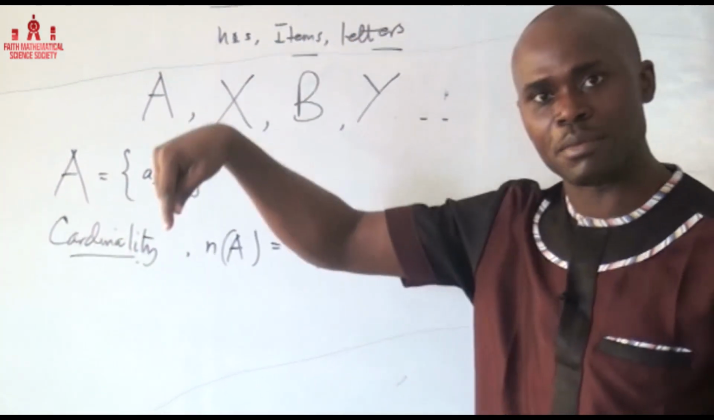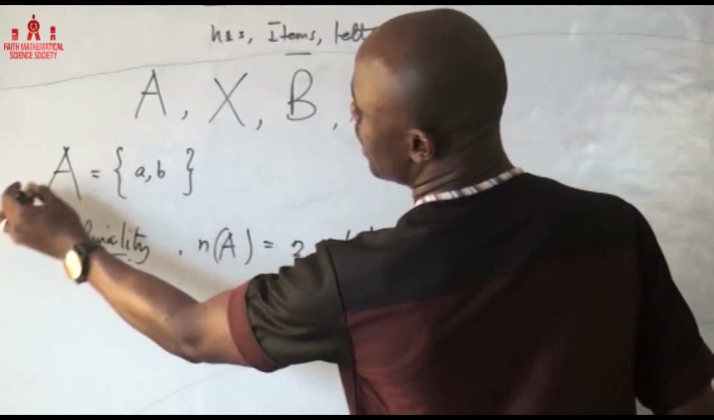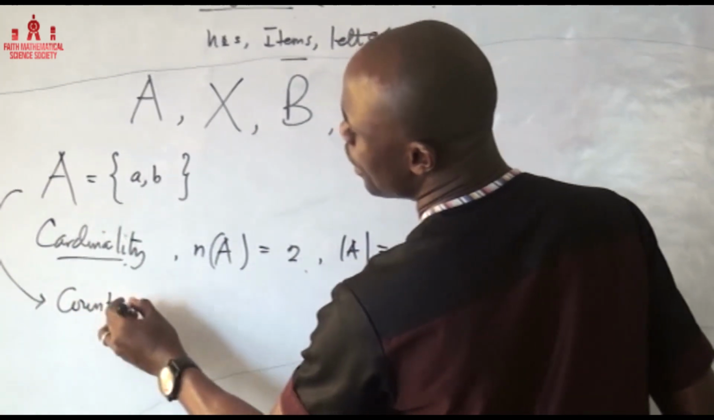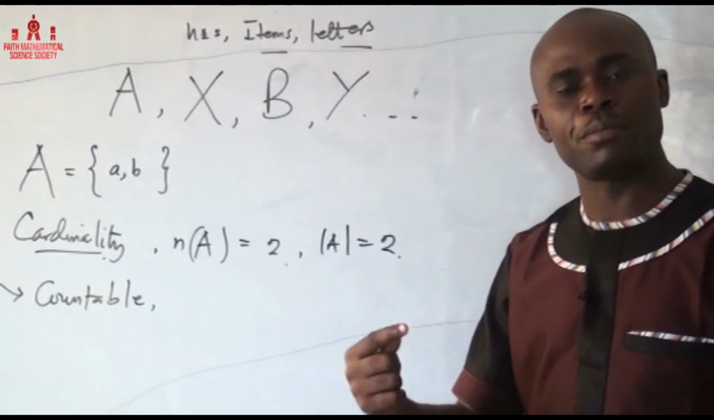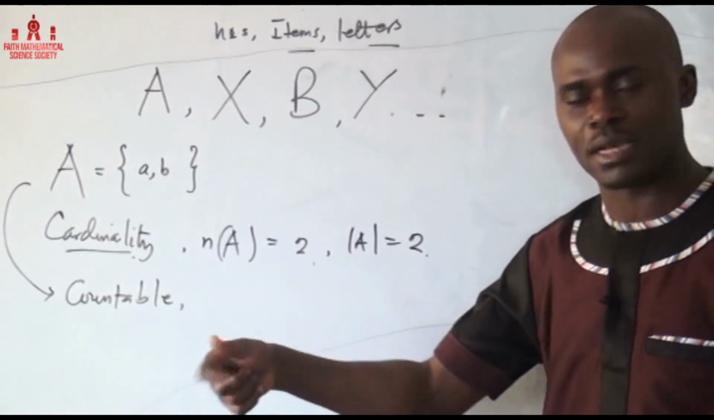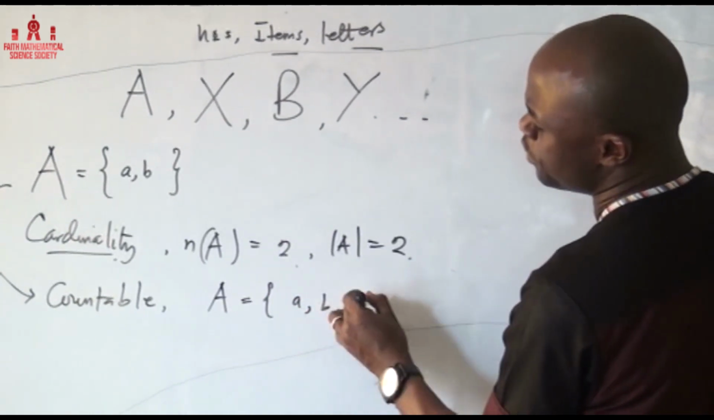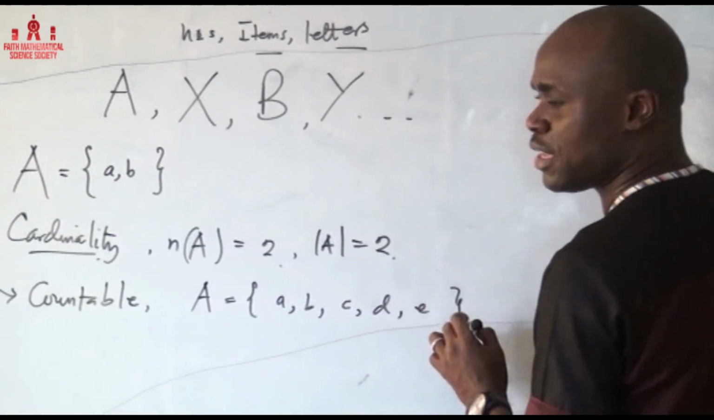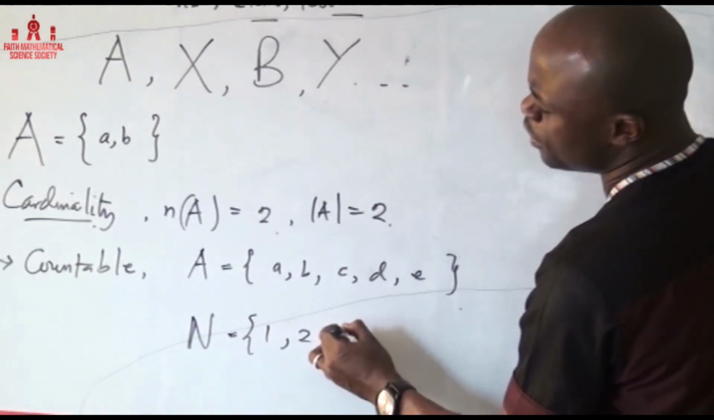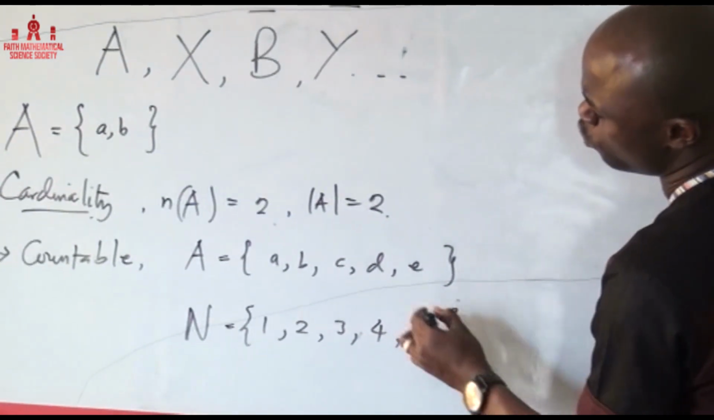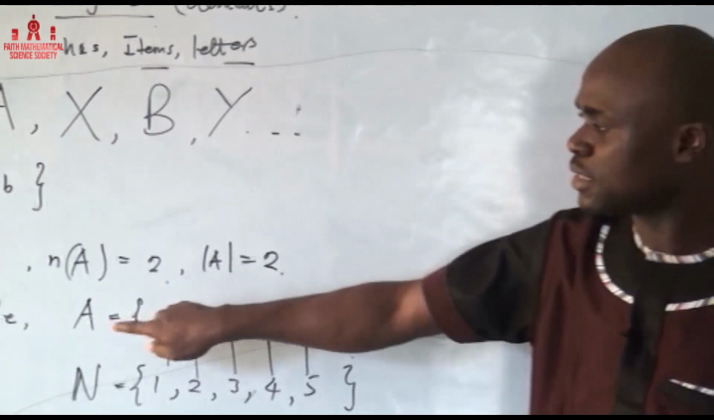In this case, we can actually count these elements, so we refer to this kind of set as a countable set. Why? Because we can construct a one-to-one mapping between the elements in this set and the natural numbers. For a set to be countable, if you have a, b, c, d, e, we can write the natural numbers 1, 2, 3, 4, 5 and do a one-to-one mapping to the elements here. If we can do this in mathematics, we say that this is countable.